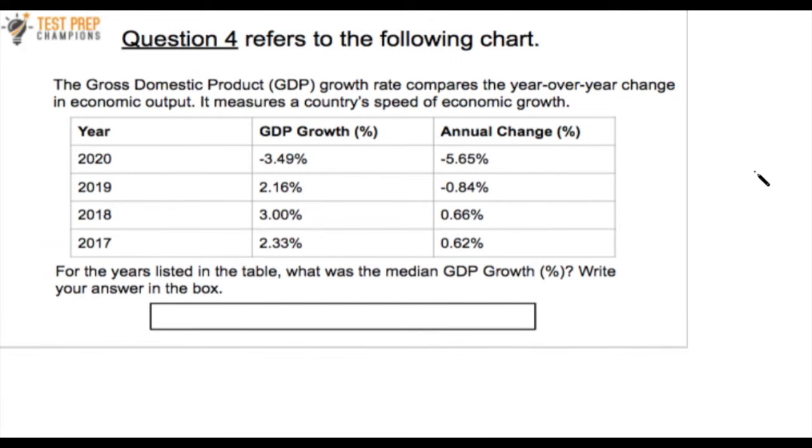Okay, so now we're looking at the same exact data. The only thing that's different is this time I'm asking you to tell me what was the median GDP growth in percent. And I want you to write your answer in the box. Obviously, you can't actually do that. And let's say, I don't care how you round it. If you want something for reference, round to the nearest tenth, but I don't really care how you round it. Just see if you can get the right answer. Pause the video, and then we'll go over it.